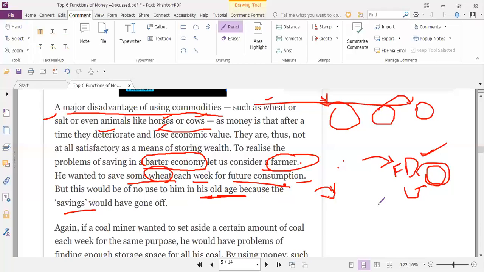But instead, if he or she has gone for a fixed deposit or some pension schemes and stored their money, they would get a pension in old age, right?